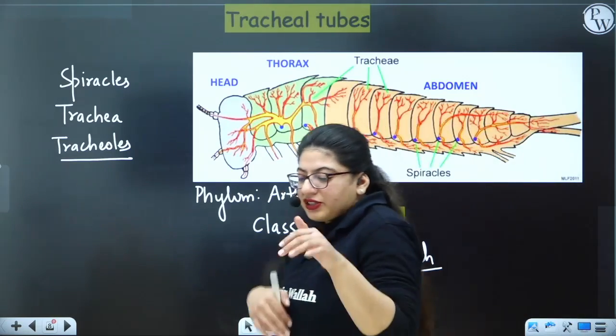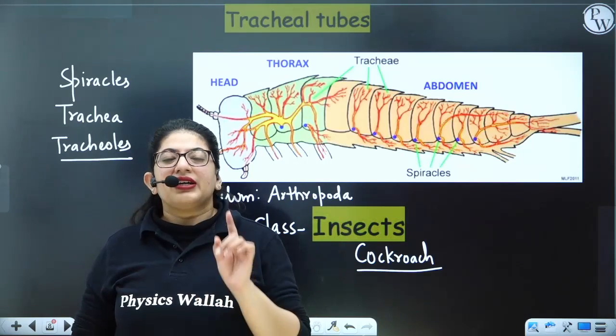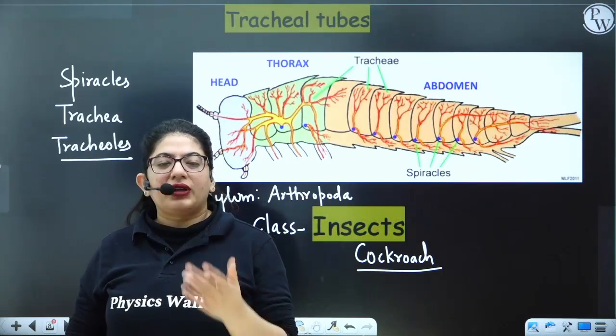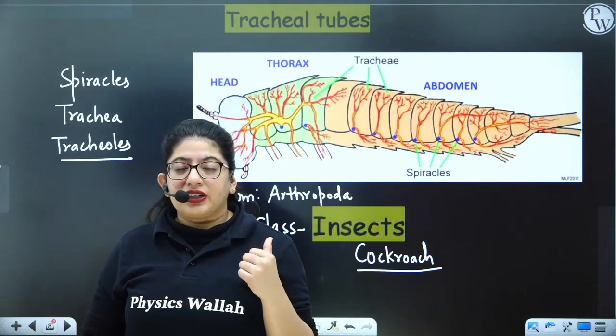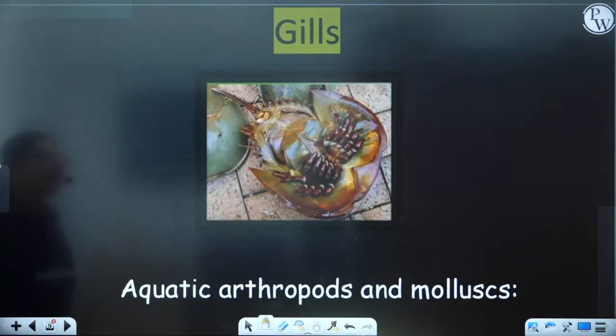So okay, let's just repeat. Simple diffusion was in Porifera, Ciliate, Platyhelminthes. Cutaneous respiration was in earthworm. Tracheal tubes in the insect. Moving further to next. Gills.